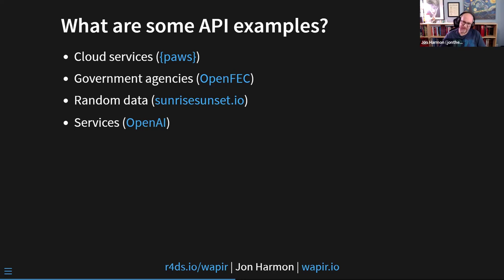Other just random services, I can't get away right now without mentioning OpenAI. I'm explicitly not using OpenAI APIs in the demos in this book because number one, they cost money. And number two, I want things that are likely to be pretty much the same next year. And the OpenAI APIs are very likely to change as things change with the company.